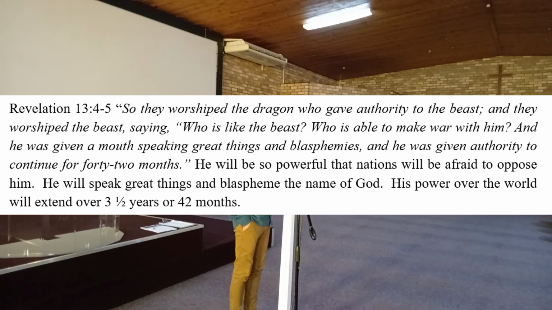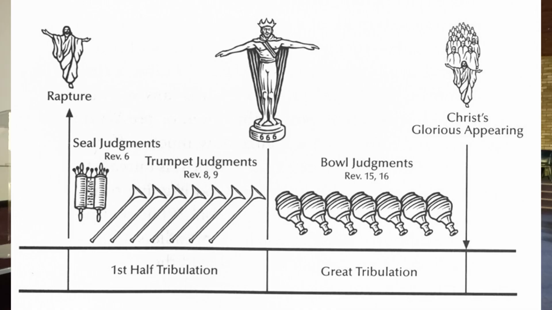And he is given a mouth. So again, personifying the beast, it's a he. He was given a mouth, speaking great things and blasphemies, and he was given authority to continue for 42 months. The timeline is always important. 42 months is 3.5 years. So from the second part of the 7 years of tribulation, this is where we are now, midway, he's given now the authority to rule for 3.5 years till the end.